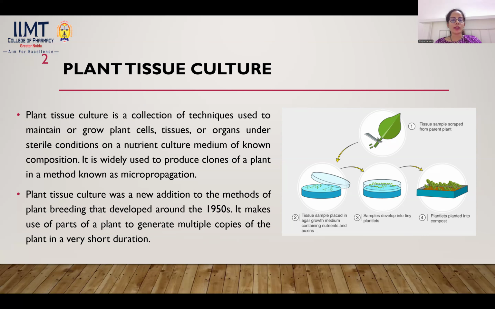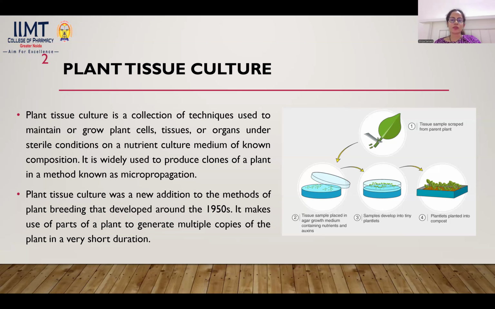Plant tissue culture was a new addition to the methods of plant breeding that developed around the 1950s. It makes use of a part of a plant to generate multiple copies of the plant in a very short duration, like it's displayed in the image. So basically we take a tissue sample, we scrape it from the parent plant. Parent plant means the one from which we are producing the further clones.